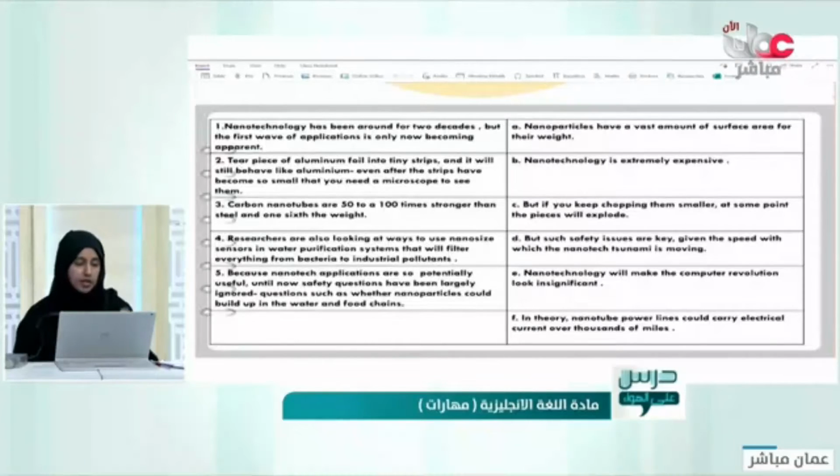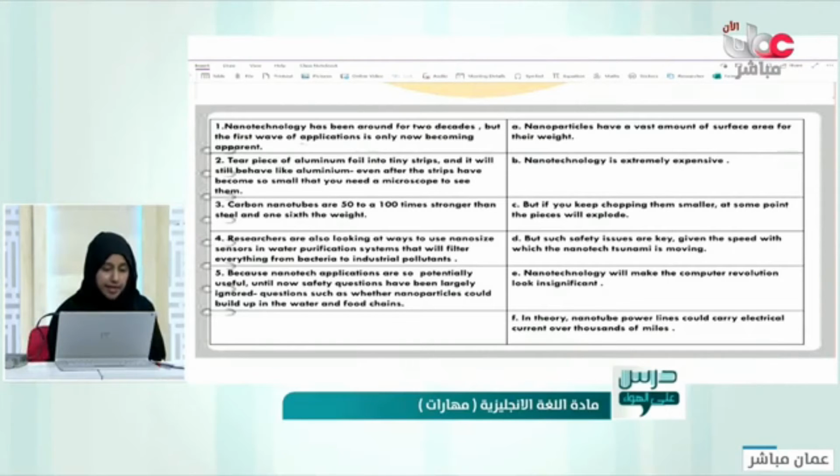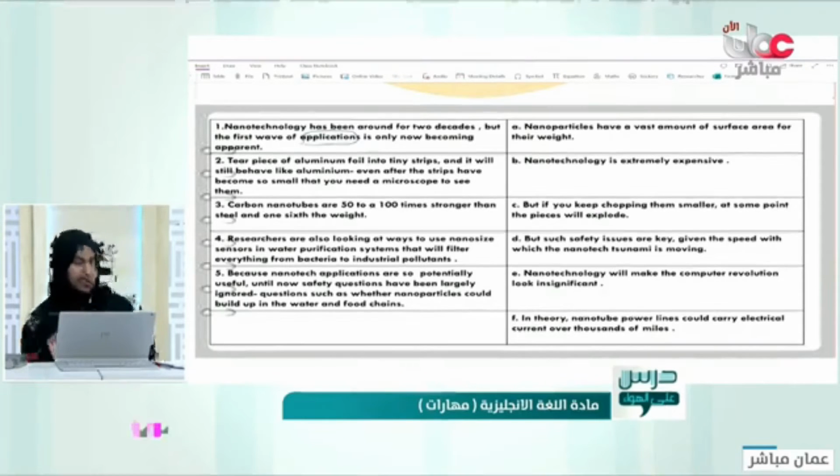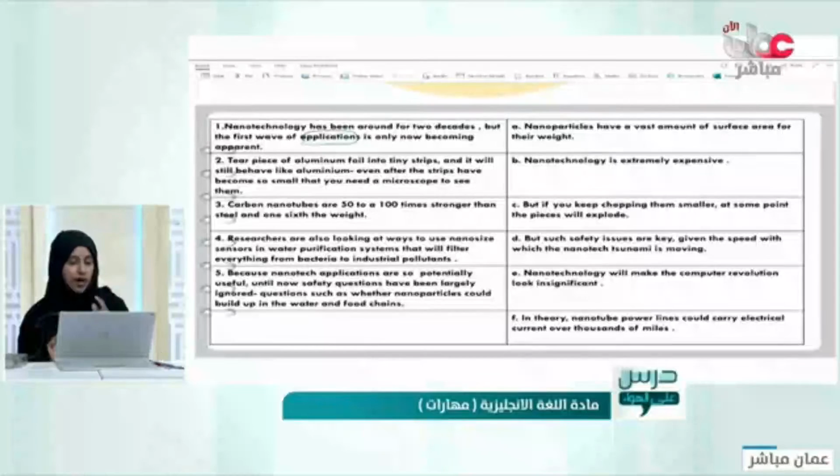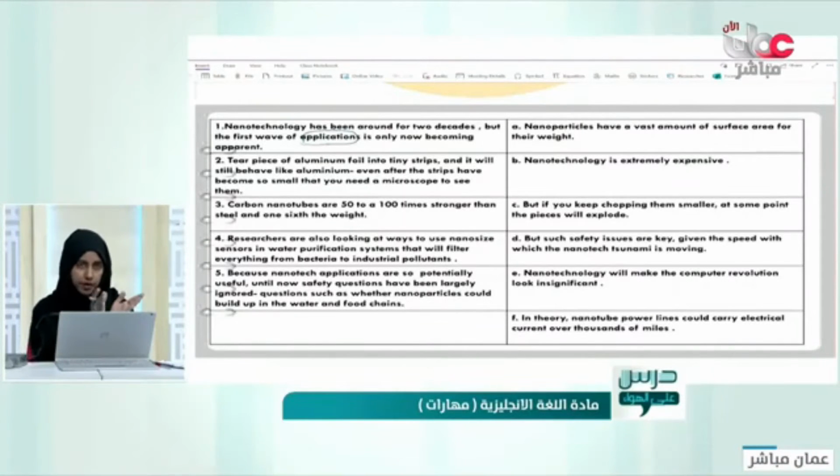Okay, so let's start with the first one here. The first one: nanotechnology has been around for 2 decades, but the first wave of application is only now becoming apparent. Okay, so look here at the sentence. We have applications. Let's move to the second part. Now we are going to match between the first part and the second parts. So here we have applications. So let's think about application here. Okay, so look at A.